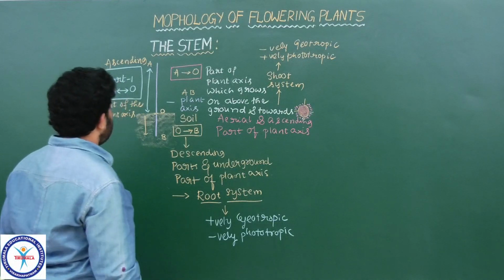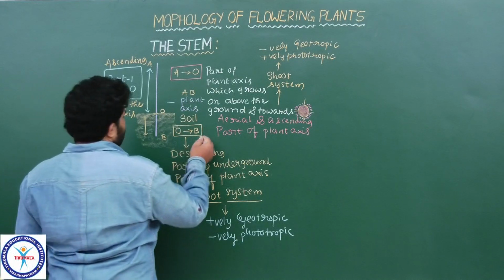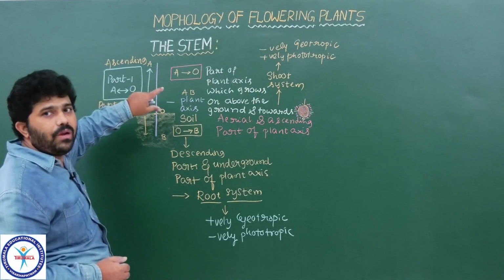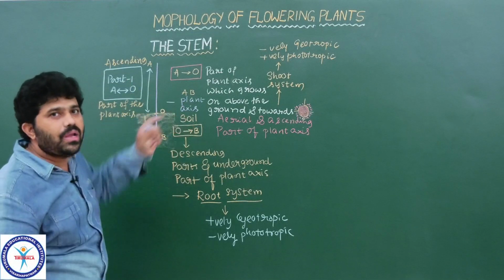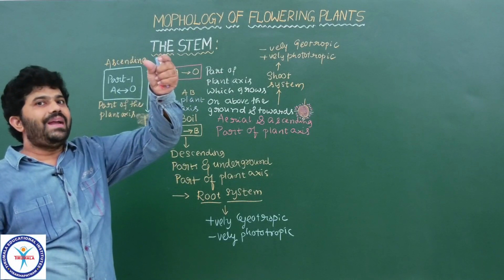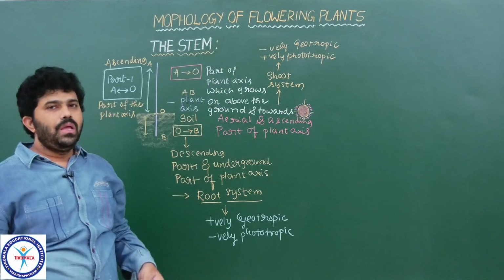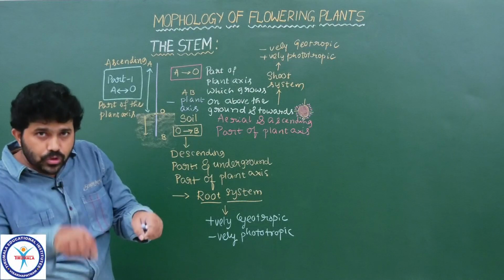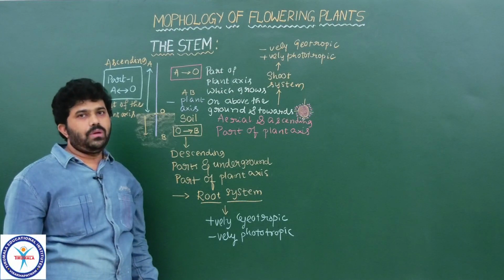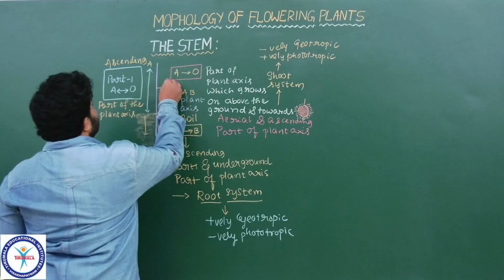What about this, O to B or B to O? This is the descending part, you know. So there are two parts in one plant axis. One grows towards the soil and another grows towards the light. The part of the plant axis which grows towards the light is called the aerial part or stem. The part which grows towards the soil is called the descending part or root. Now you got the point. So this is the part we are finally calling stem.